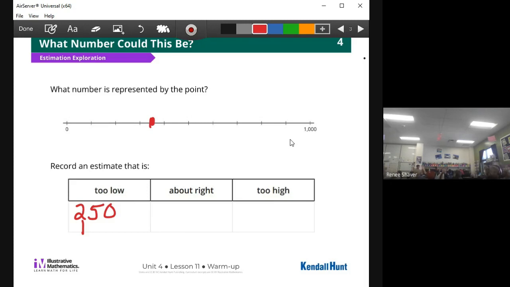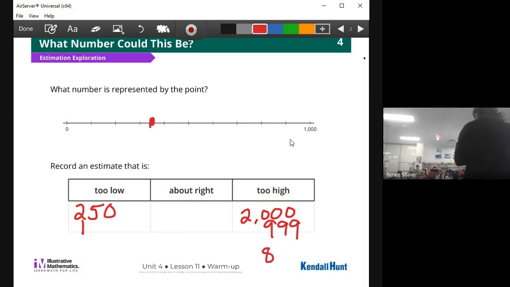What are some answers that are too high? Hey, Quinn, give me one. 2,000. Because that's not even on our number line, right? Madeline. Okay, yes, 999. One more that's too high. That's it. Yeah, I would agree. Okay, is there more than one correct answer for that? Okay, now we're going to do about right. And when you tell me what you think, I also want you to tell me why you think that.